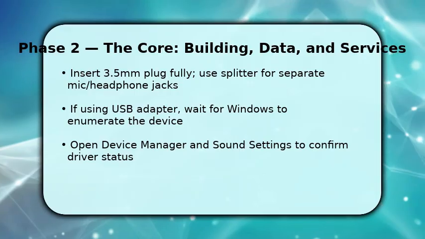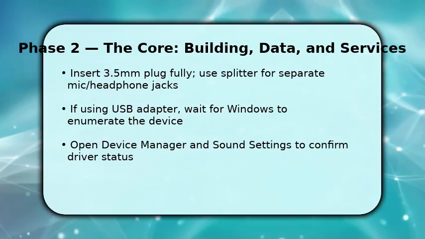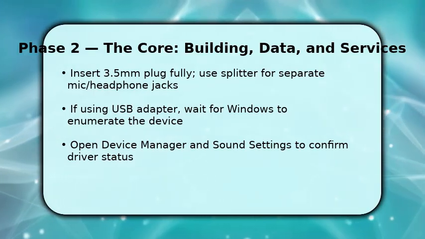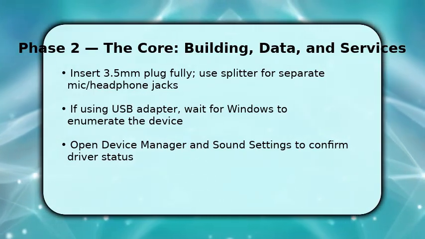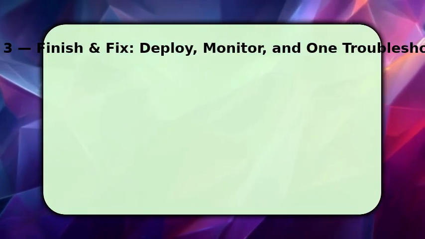Then open Device Manager to check for driver warnings and sound settings to select the headset as default device and default communication device. This avoids no audio or microphone mute surprises. Finish by configuring levels and testing audio.